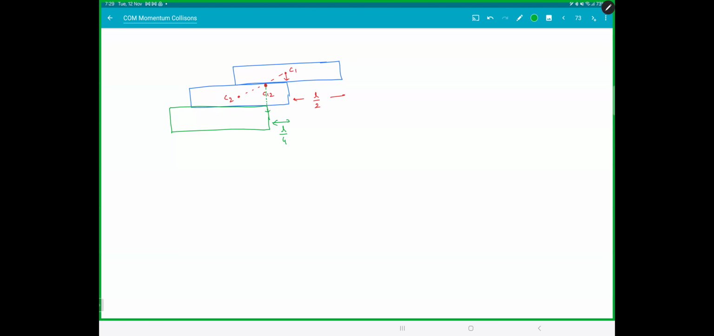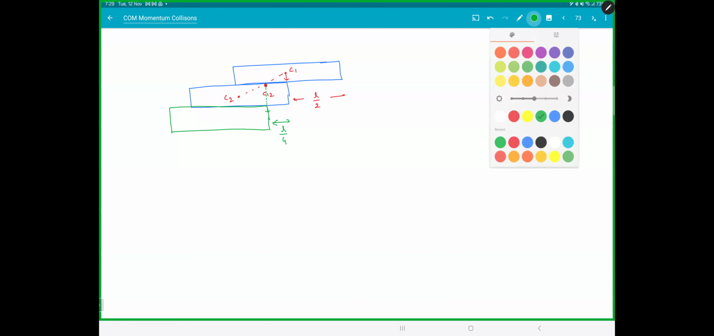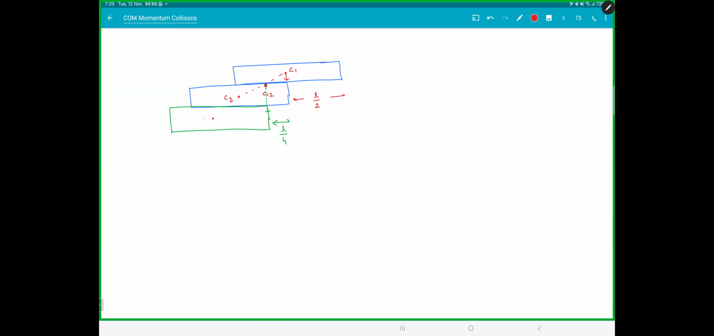Now what about the next plate? Where should you keep the fourth plate? This is C3. So you need to keep it at the center of mass of 1, 2, 3 plates. Now, if you look at this calculation here, this is C3, this is C12, this is mass M, and remember the mass of 1 and 2 is 2M.